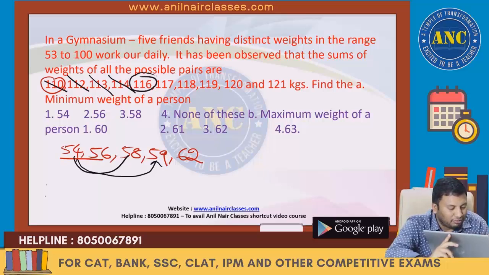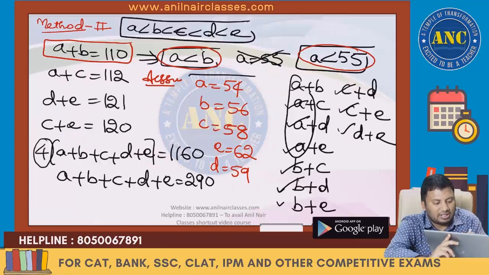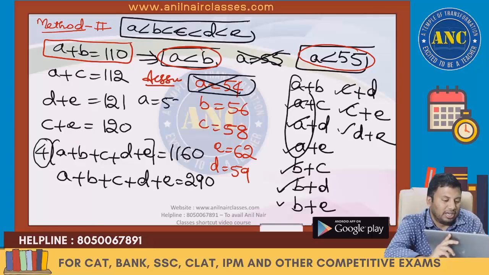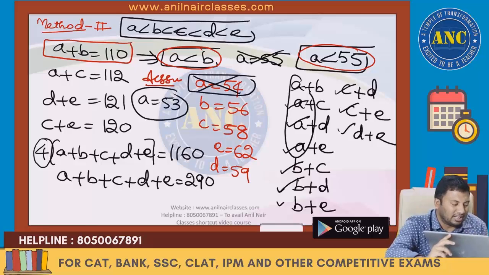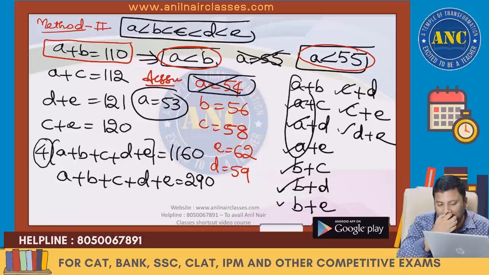116 means unit digit 6. 4, 8, 13, not possible. 8 plus 2, 10, so the 116 case is not possible. That means my assumption is incorrect. What is my assumption? A equal to 54 is incorrect. So A equal to 53 is the right answer. I hope you have understood method 2, how you can check by using answer options.